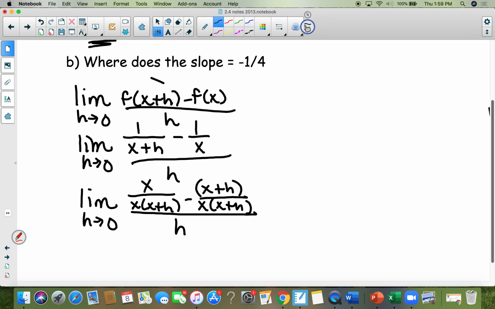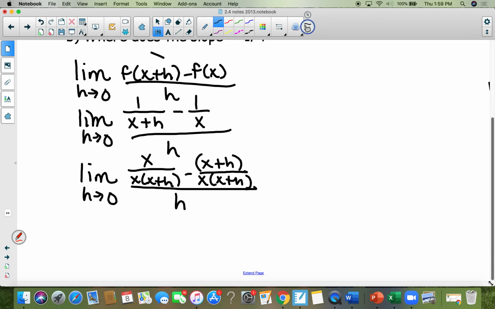The next move is the limit. Some kids on the test just draw an arrow down. Nope, that doesn't fly with me. You cannot just put the limit as h approaches 0 and draw an arrow down, or ditto, ditto, ditto. Nope. Your professors in college would not like that.